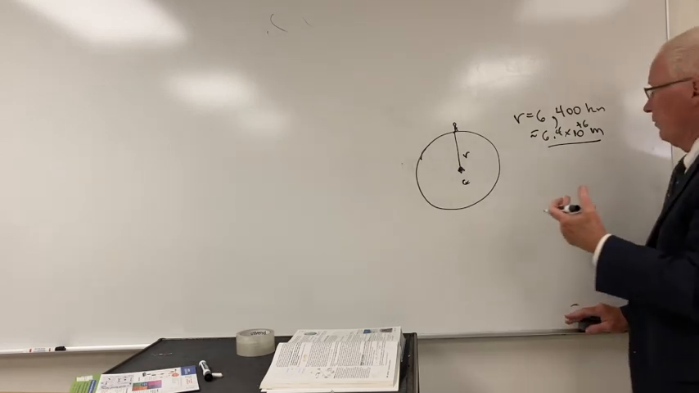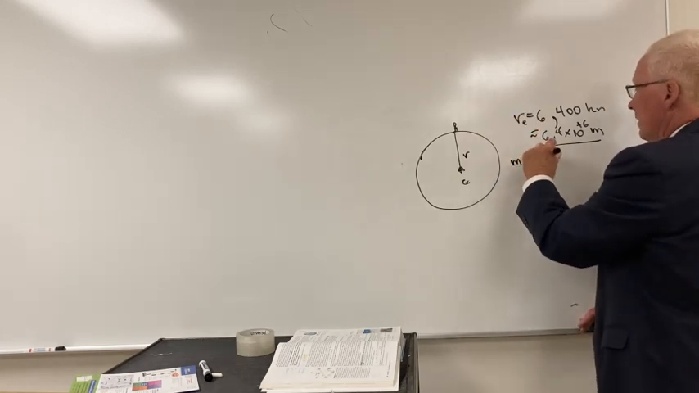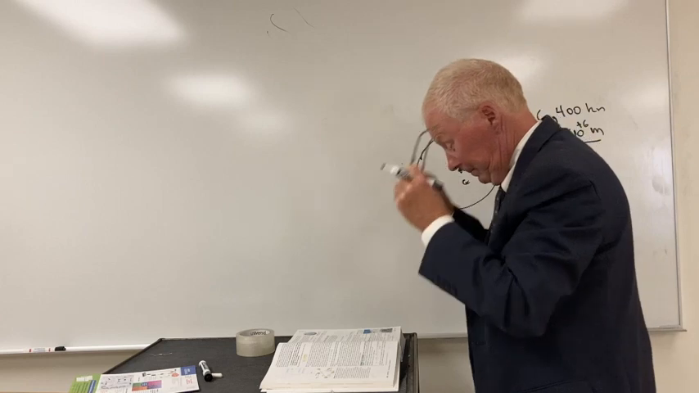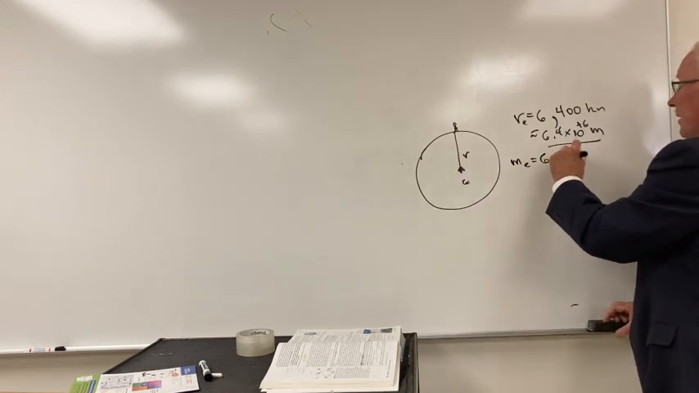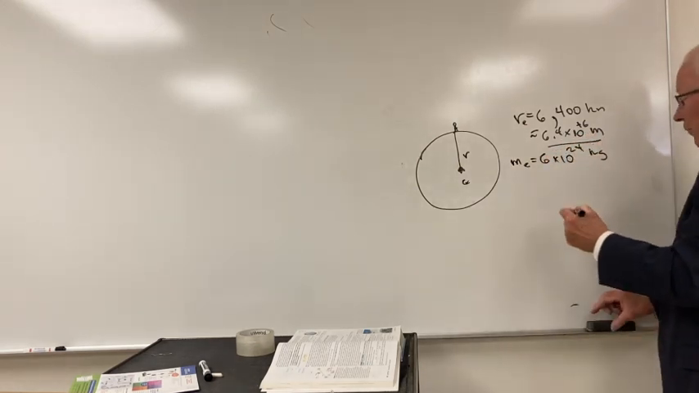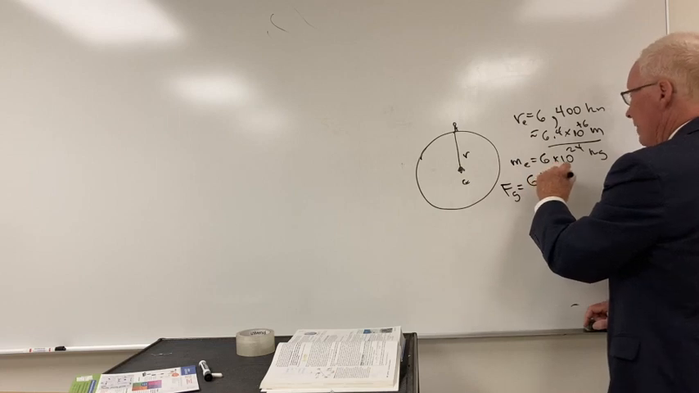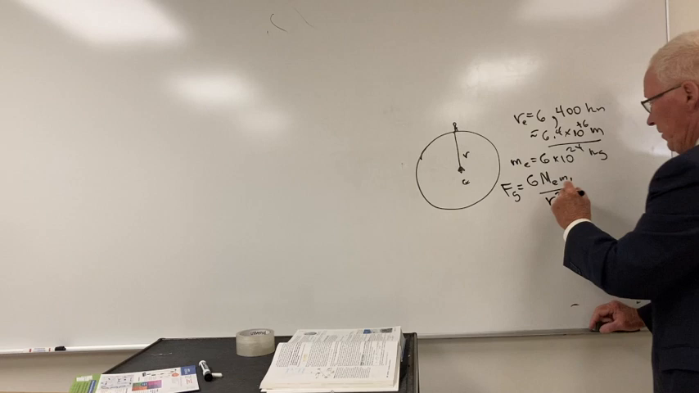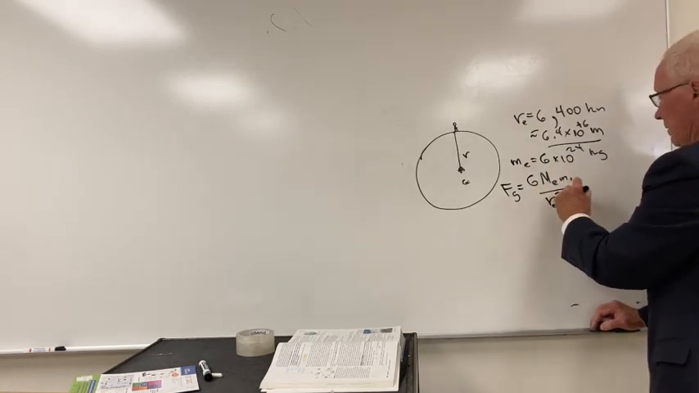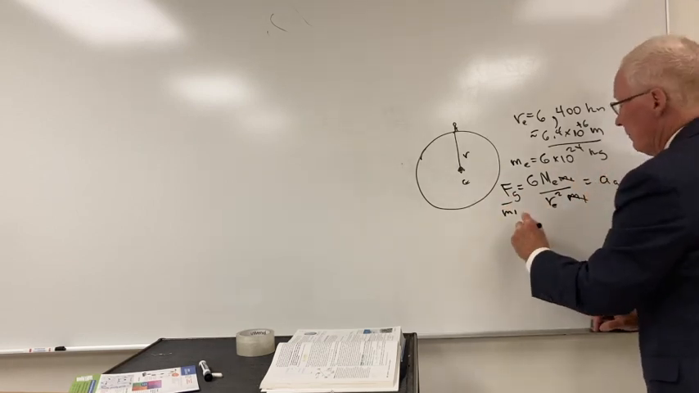So if you are standing on Earth's surface, and Earth has a mass, mass of Earth is roughly 6 times 10 to the 24th kilograms. Then the force of gravity is G, M-E, M, whatever you are, over R sub E squared. And then the acceleration, if we neglect M, this is the acceleration of gravity. Plug in the numbers.